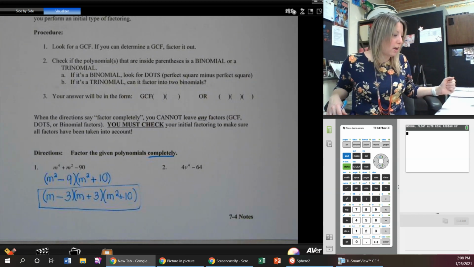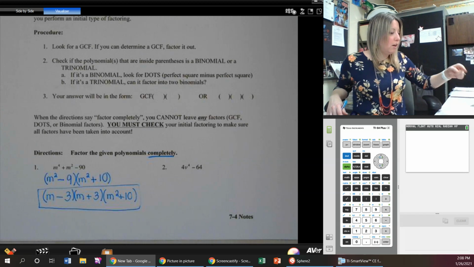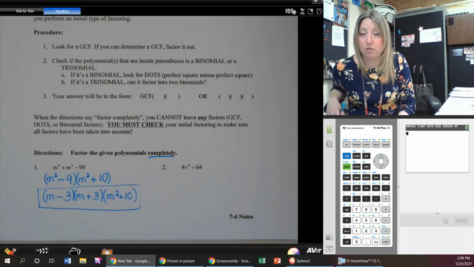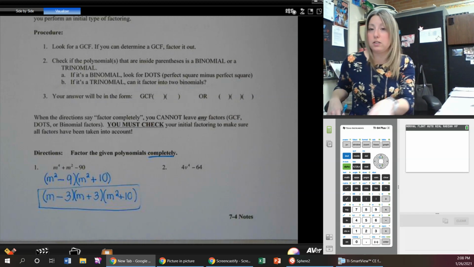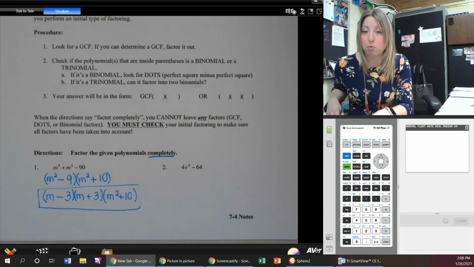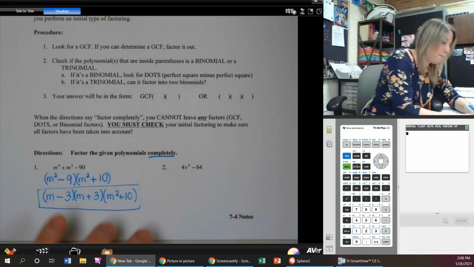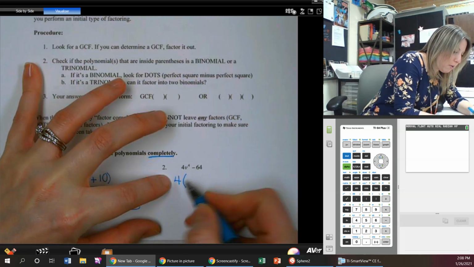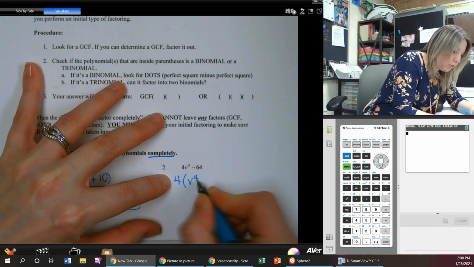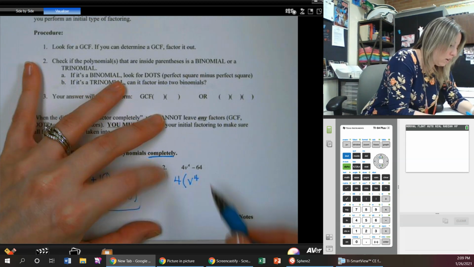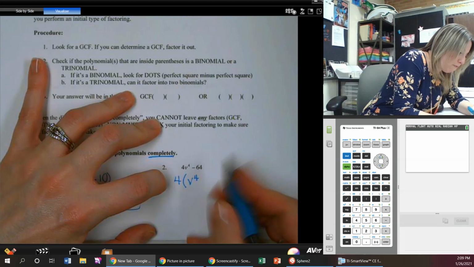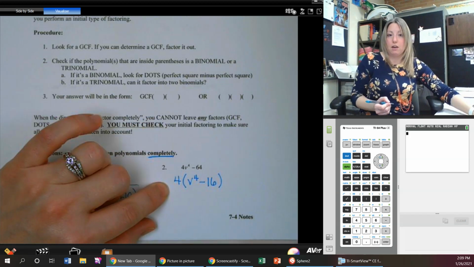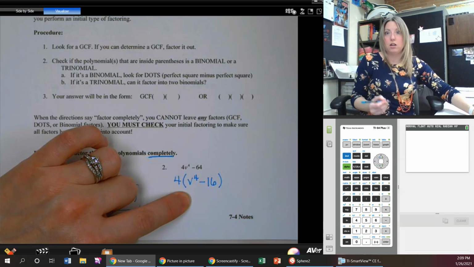Okay, let's try that again. In example 2, I should immediately see a GCF. Both 4 and 64 are evenly divisible by 4, so that's where I start. Bring out a 4 as a GCF. Well, 4v to the 4th divided by 4 leaves a 1v to the 4th, or just v to the 4th. Negative 64 divided by 4 is a negative 16. So I got my GCF in the front, got my leftover here.